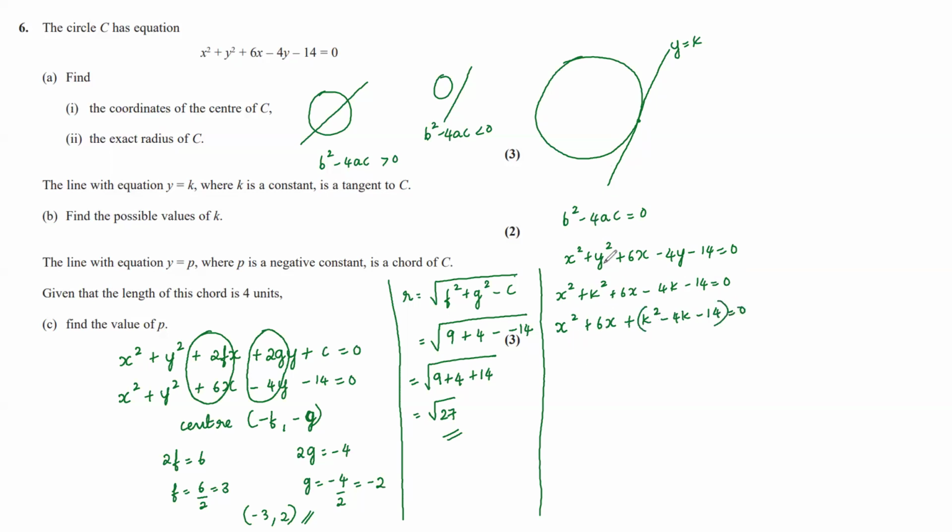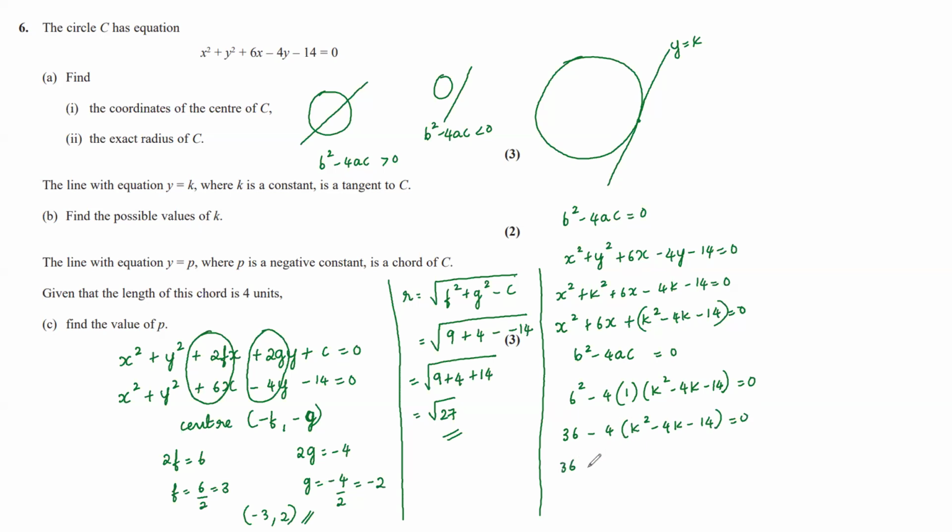Now we have to apply the discriminant is equal to 0. b squared minus 4ac is equal to 0. b is 6 in this case. So 6 squared minus 4 into a is 1 and c is k squared minus 4k minus 14 is equal to 0. So we will get 6 squared, 36, minus 4 into 1, which is 4, into k squared minus 4k minus 14 is equal to 0.